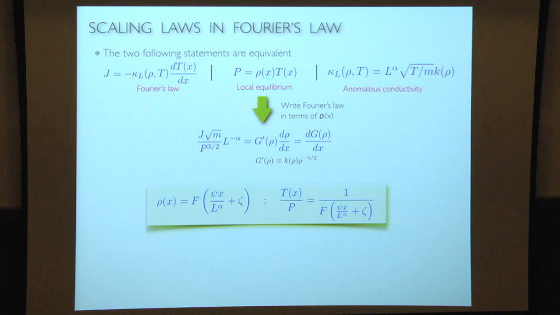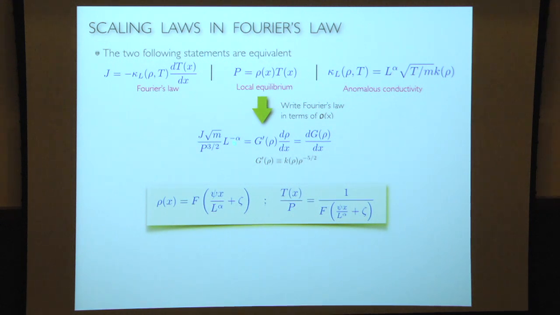Using local equilibrium, we can relate temperature and density profiles point by point. So let's use local equilibrium to write Fourier's law in terms only of the density profile. Who is T? T is P over rho. So we use that in the conductivity to write the square root of T as a function of the density, and we plug all this density dependence in, and then we arrive at the following expression. It's equivalent to Fourier's law.